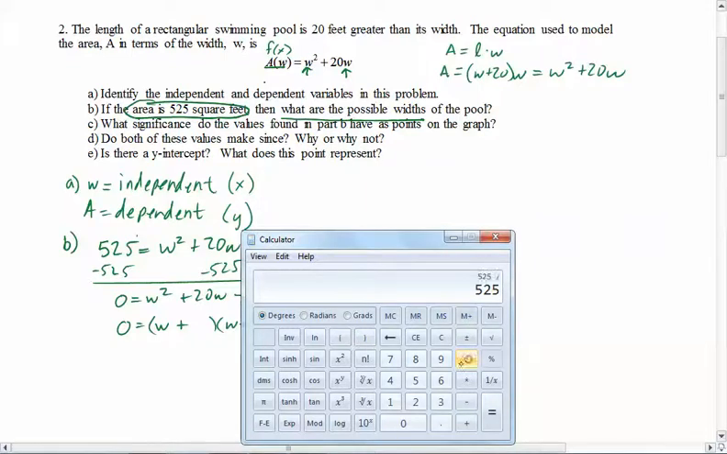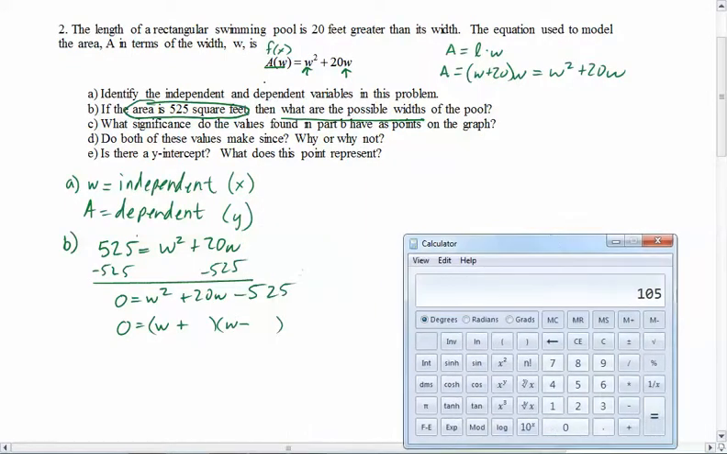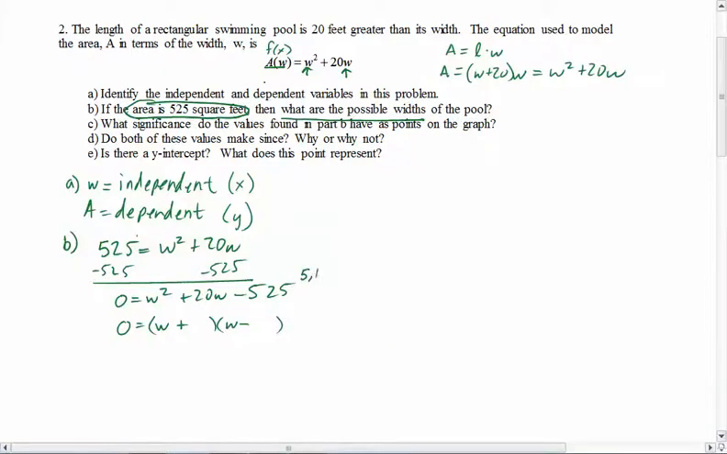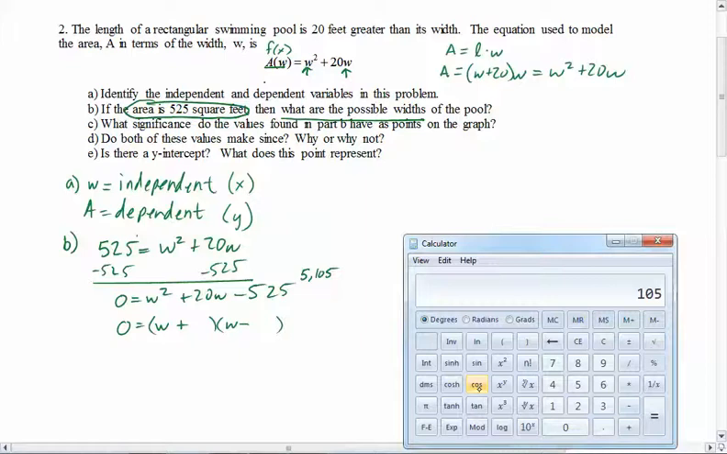my calculator, and 525 divided by 5 is 105. So I know that could be 5 and 105. But knowing that probably won't work too well with my 20 here. So let's go ahead and try another one. Well, if 105 goes into it, then there's got to be another 5. So let's take 525 and divide it by 25.